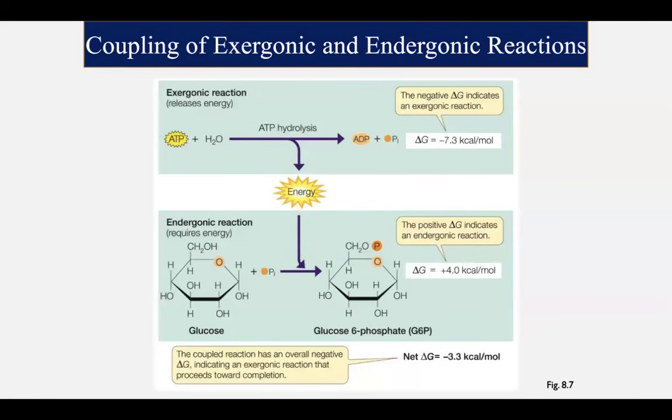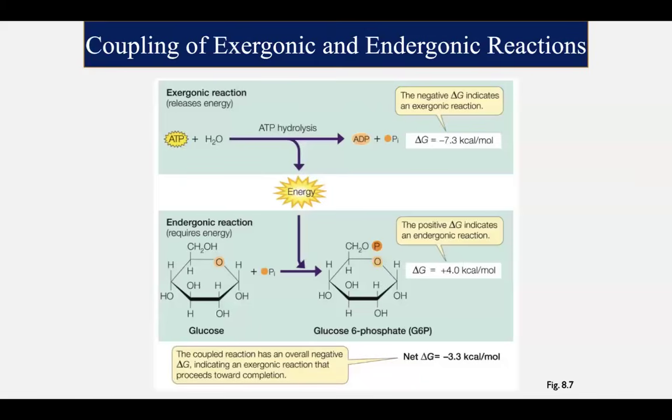So this is what I was referring to. ATP hydrolysis has a negative delta G, which means it releases energy. Here, the delta G is negative 7.3. And then eventually you can use that ATP or ADP to couple it with other reactions.